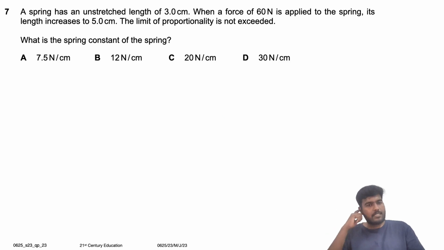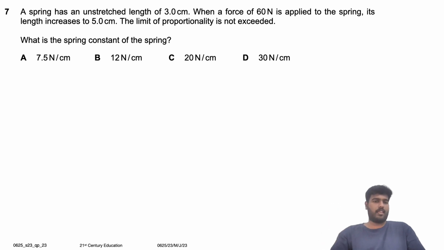A spring has an unstretched length of 3 cm. When a force of 60 Newton is applied to the spring, its length increases to 5 cm. The limit of proportionality is not exceeded. Okay, what is the spring constant of the spring?